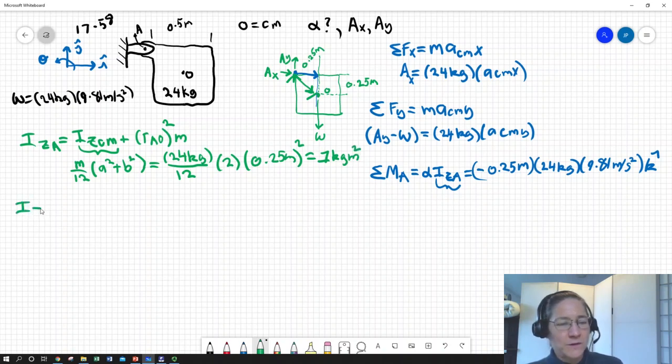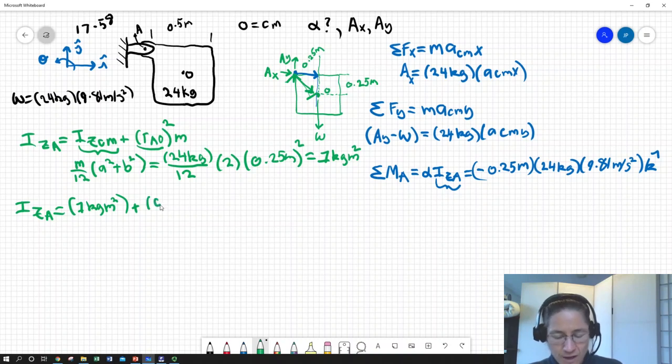So our polar moment of inertia of the plate about point A is equal to 1 kilogram meters squared plus the square of the radius, the distance from A to O, which we can get with the Pythagorean theorem. That's just 0.25 meters squared plus 0.25 meters squared, take the square root. But since we're looking for the square of it, that makes it even easier. So we can just basically add 0.25 squared times 2.